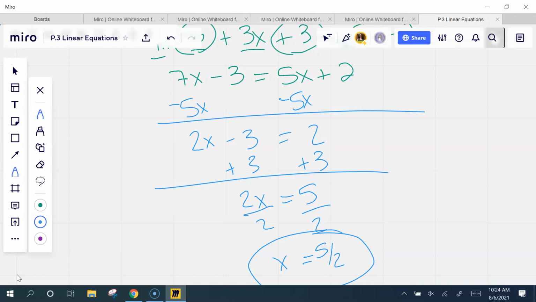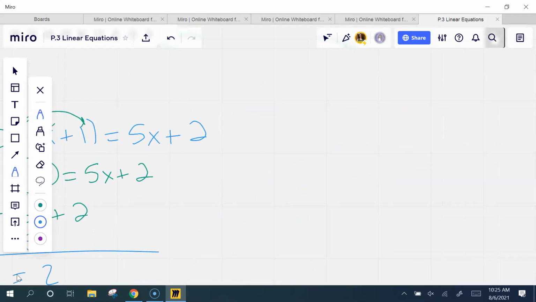Questions? How do you tell if something is a solution to an equation? How do you test it? Plug it in. If it works, it's a solution, right? If it makes it true. Let's do one a little bit harder.